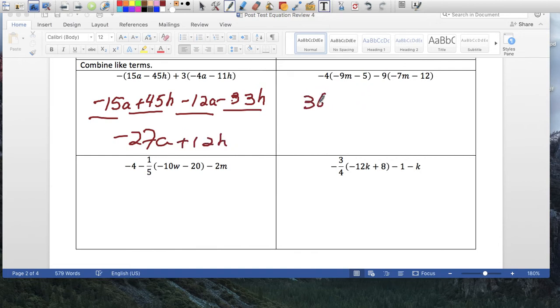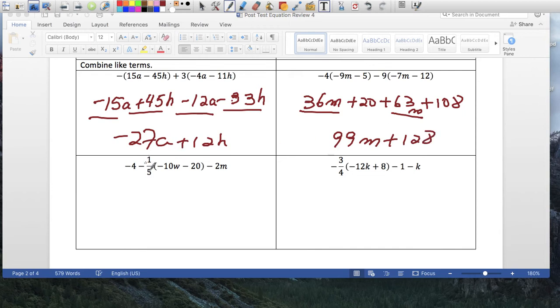So we've got 36m plus 20. Negative times a negative is positive 63. Negative times a negative is going to be positive 108. Can I combine anything? Oh, I forgot the m here. So 36m and 63m, I can combine. They're both positive, so it's going to be 99m. And 20 plus 108, they're both positive, so that makes it very easy.